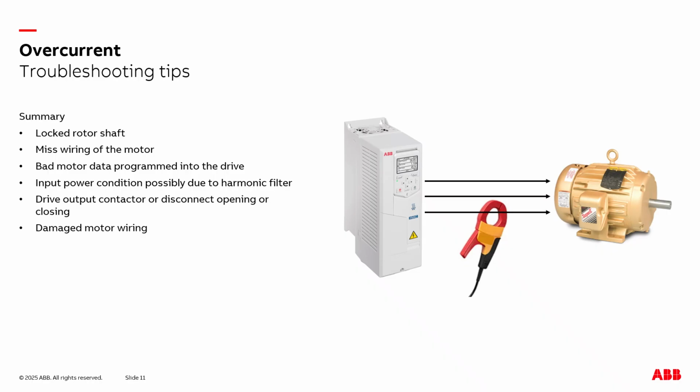Let's now summarize the possible causes of an overcurrent fault on the drive. First off, verify that you do not have a locked or bound up motor rotor shaft that's preventing the shaft from rotating. Verify you do not have any wiring issues between the drive and the motor, especially check the motor conduit box and the motor connections for multi-lead motors. Verify you have the correct motor data programmed into the drive. This is especially important for permanent magnet or synchronous reluctance motors.